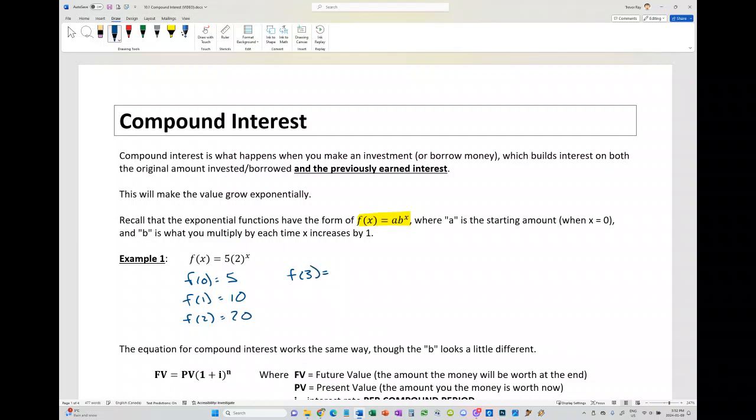When we go to 3, it'll be 2 cubed, which is 8. 8 times 5 is 40, but that's just the same thing as doubling the 20, doubling the 40, and then we'll stop here, doubling the 80. So that's basically what exponential functions do. And in this lesson, we're going to see how we can use that to solve mathematical problems involving compound interest.